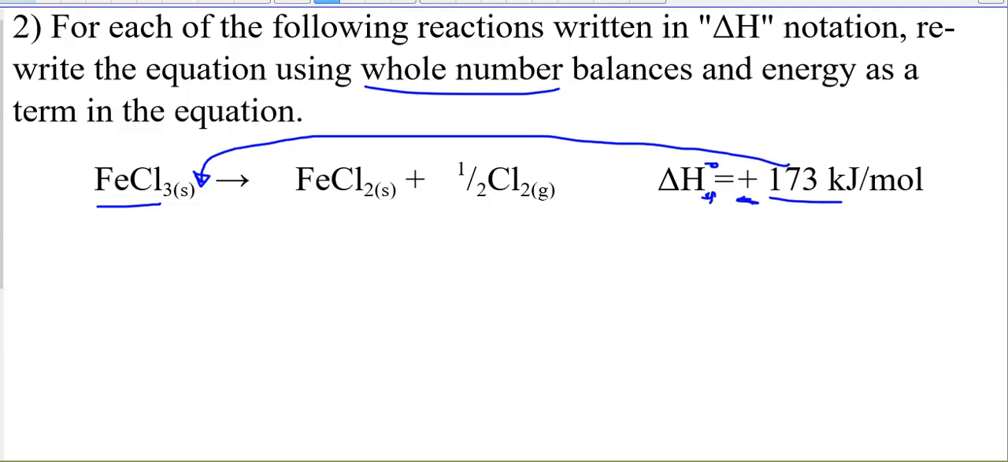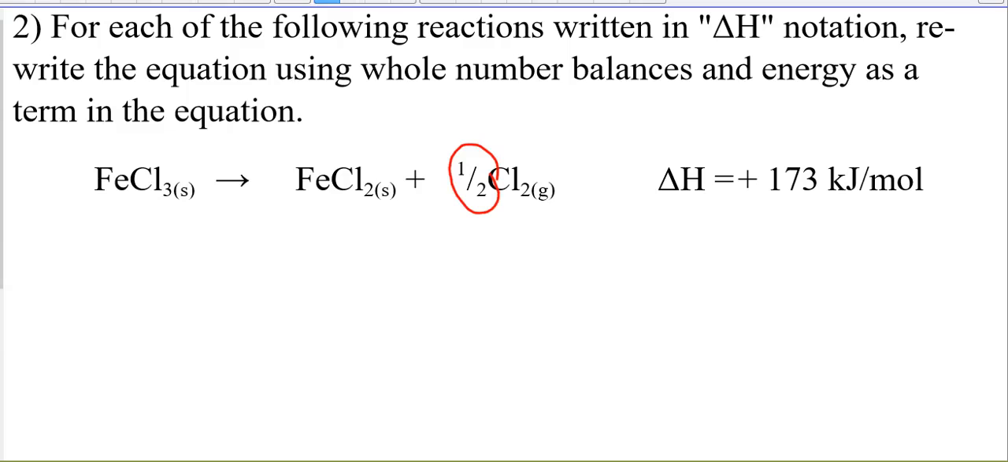So in order to get whole number balances, I'm going to have to look at my chemical equation, look at the fraction, look at the denominator. So I have a 2 in the denominator. So if I multiplied everything by 2, I would be able to get rid of that fraction, and then I just have whole numbers in my chemical reaction.